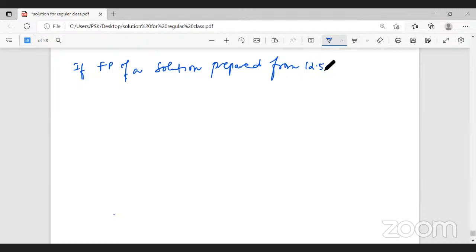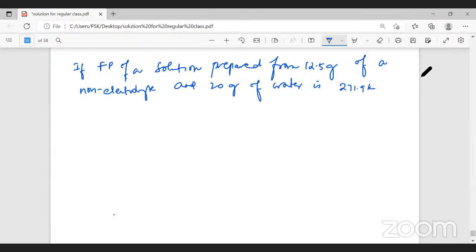All right. The next problem is, I'll write the question. If the freezing point of a solution prepared from 12.5 grams of a non-electrolyte and 20 grams of water is 271.9 Kelvin, the molar mass of the solute will be.